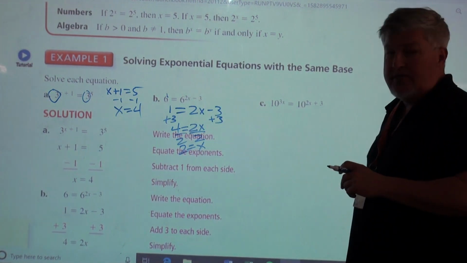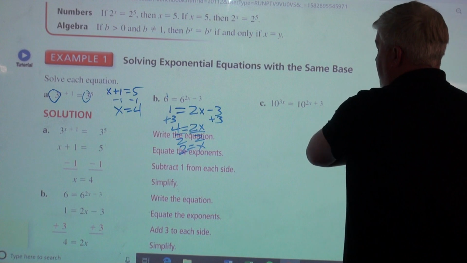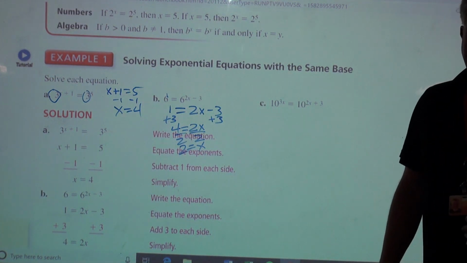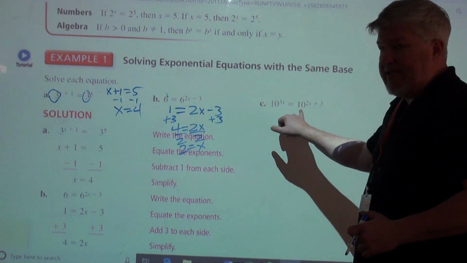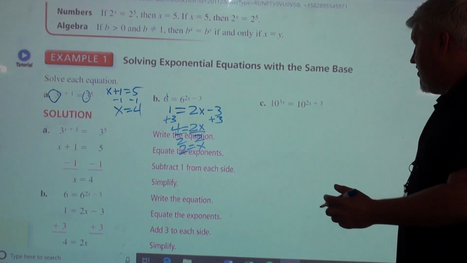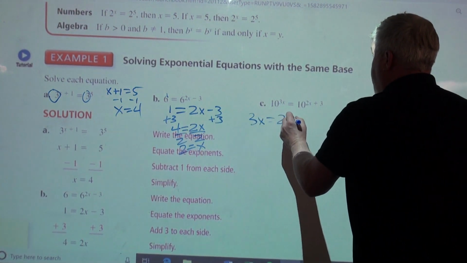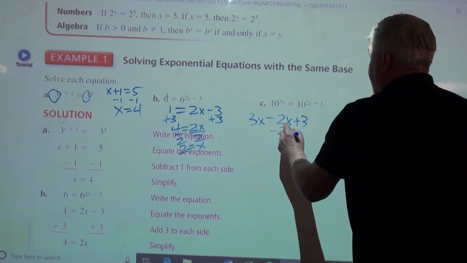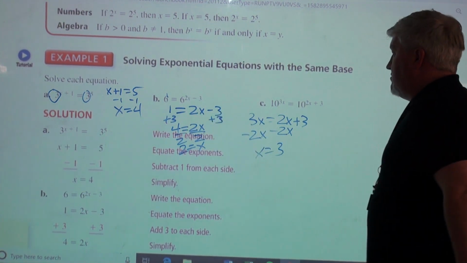And lastly, letter C says 10 to the 3x equals 10 to the 2x plus 3. Again, the bases are equal, base 10, base 10, so just set the two exponents equal to each other. 3x equals 2x plus 3. Subtract 2x from both sides, I have x equals 3.